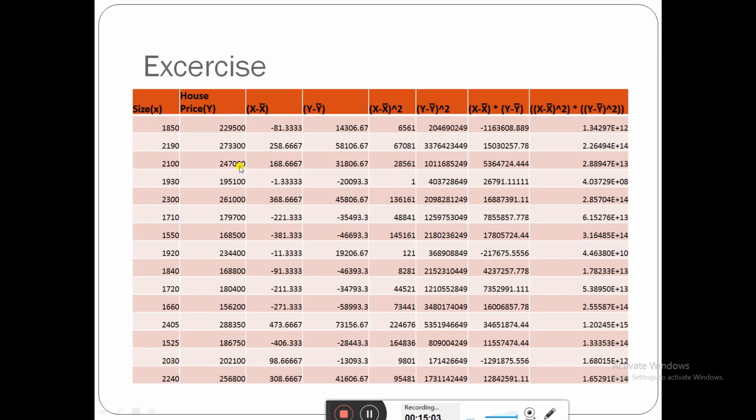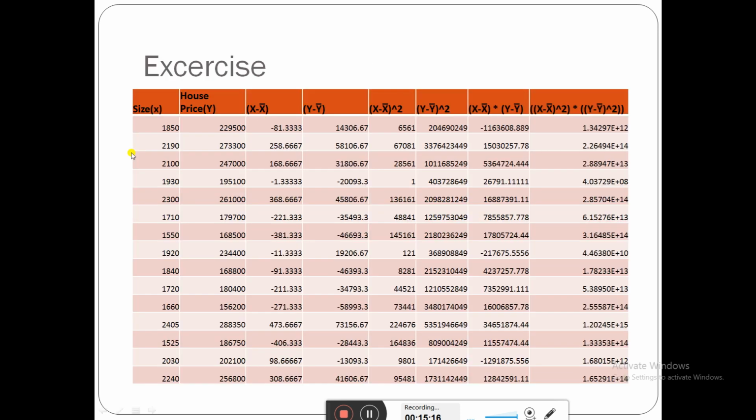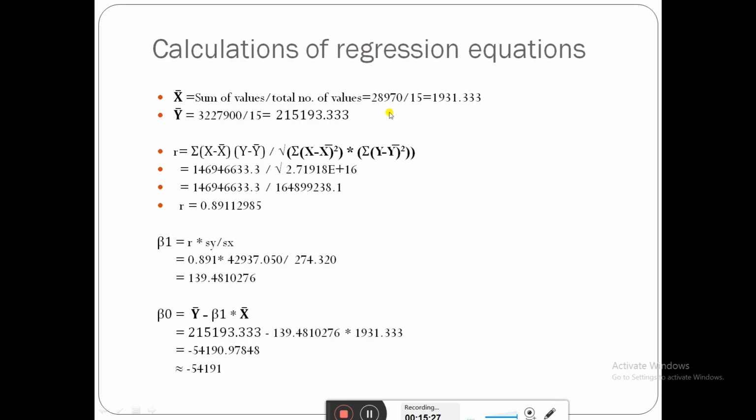Here we have to find out x minus x bar and y minus y bar. These are all the things we have to find out. What is the x bar? X bar is the sum of the values divided by the total number of values. First we have to do the sum of x, then the sum of y, and take the total number. Total is 15. This is the x bar value, and this is the y bar value.